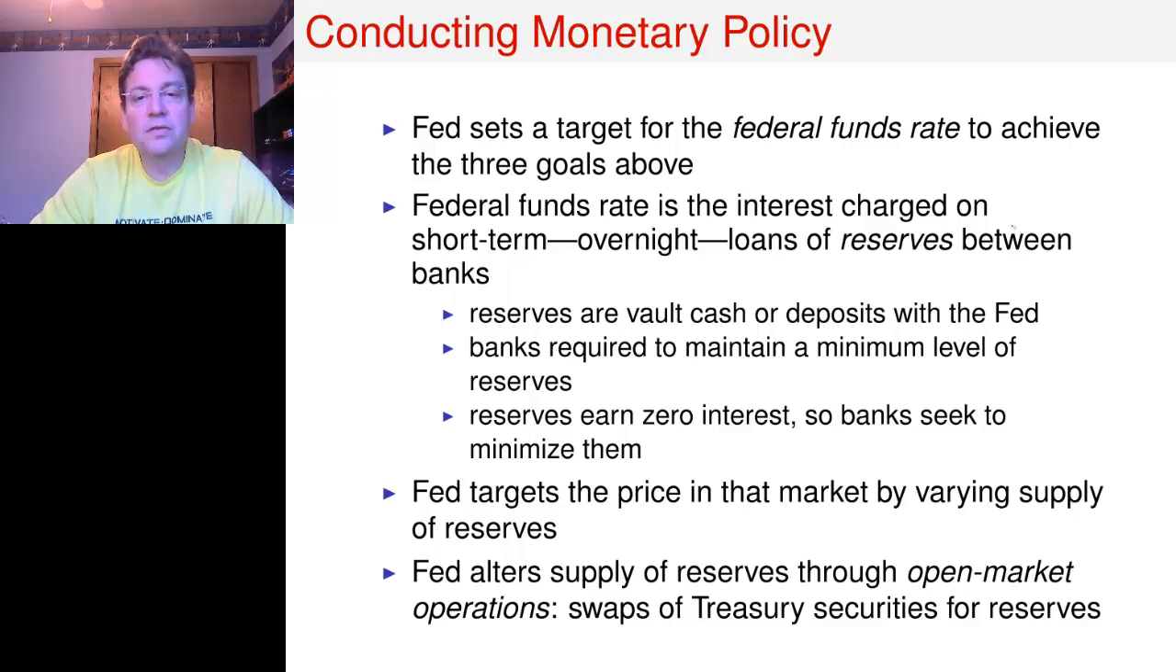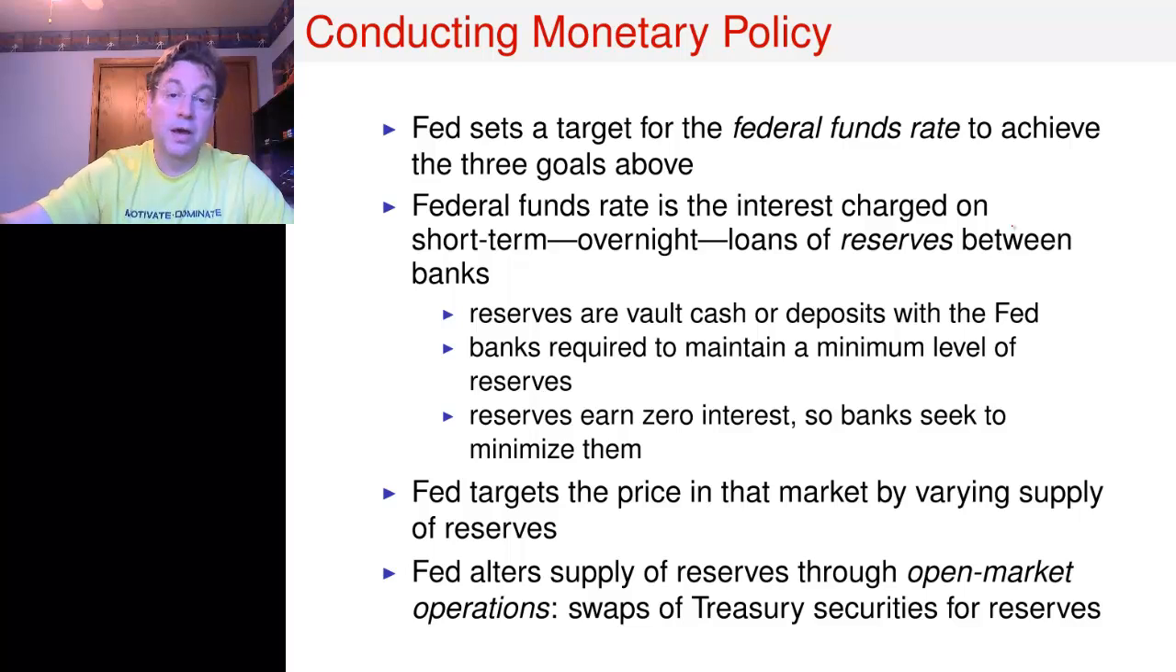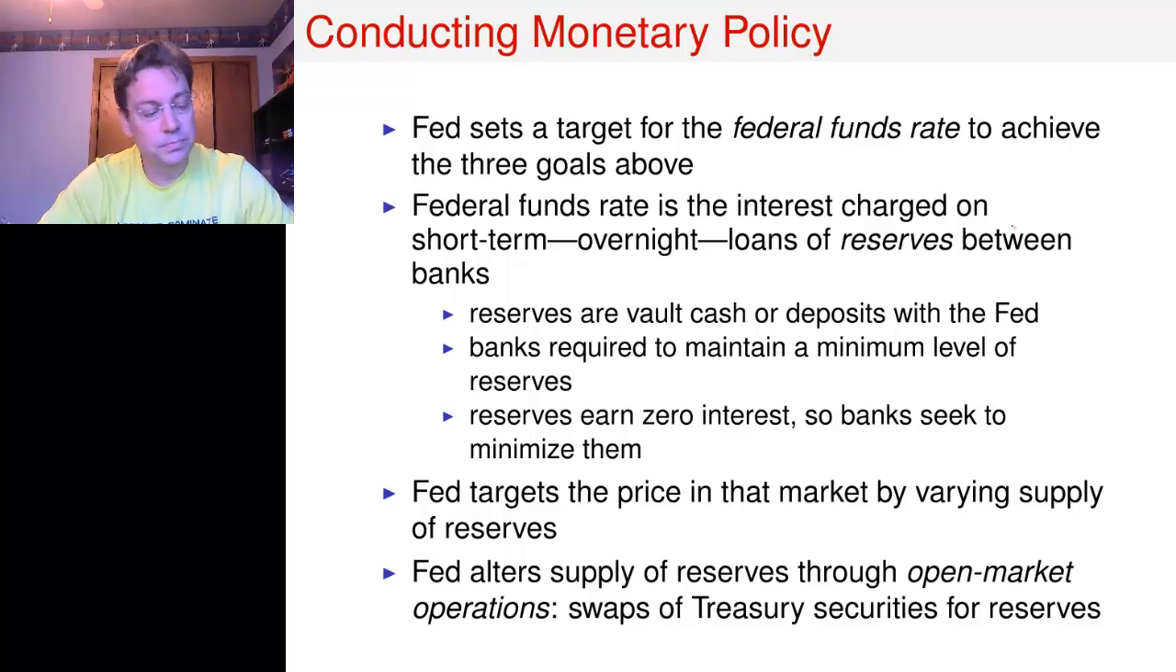So what the Fed does is it targets the price of reserves, which is the federal funds rate, by varying the supply of reserves. And it can alter the supply of reserves by conducting open market operations. Those are swaps of Treasury securities for reserves. So the Federal Reserve can go out into the open market, buy Treasury bonds, and pay for those bonds by creating new reserves.